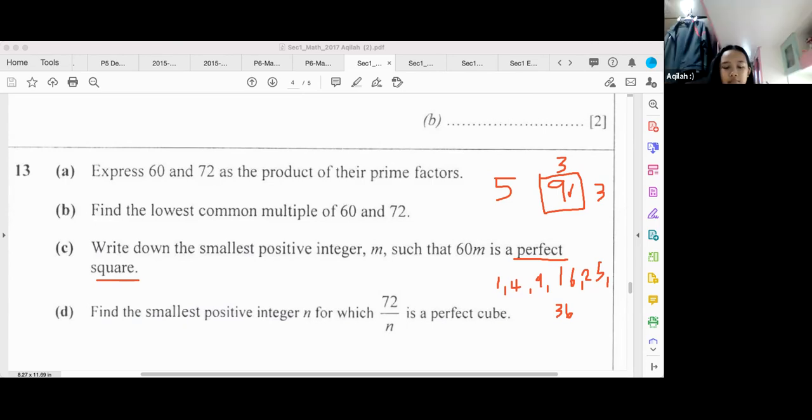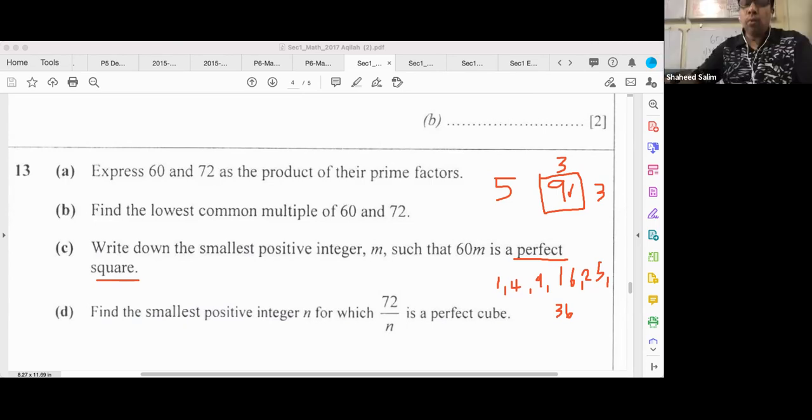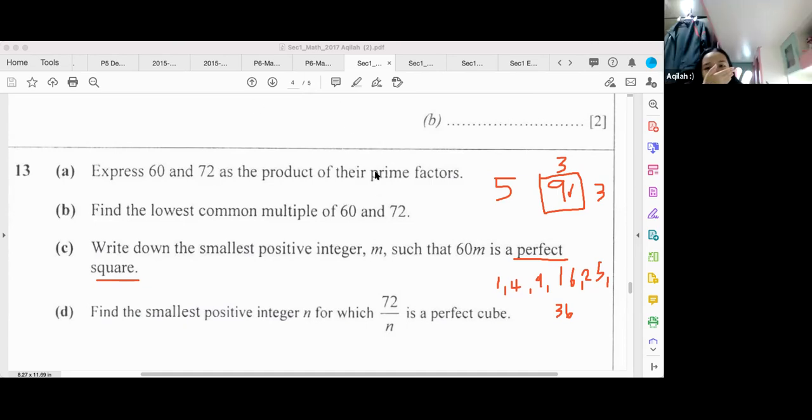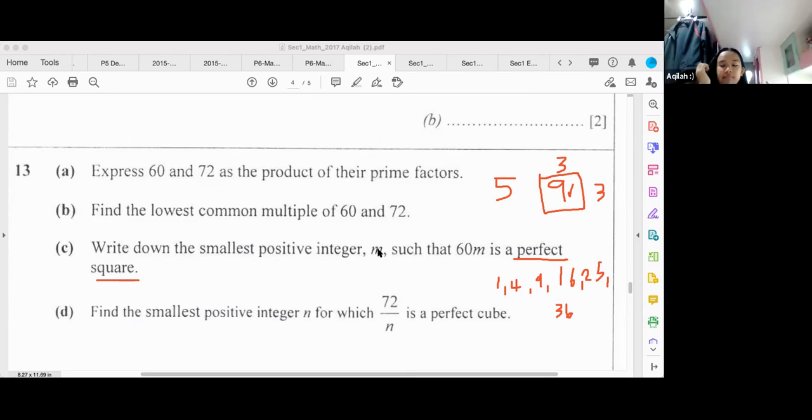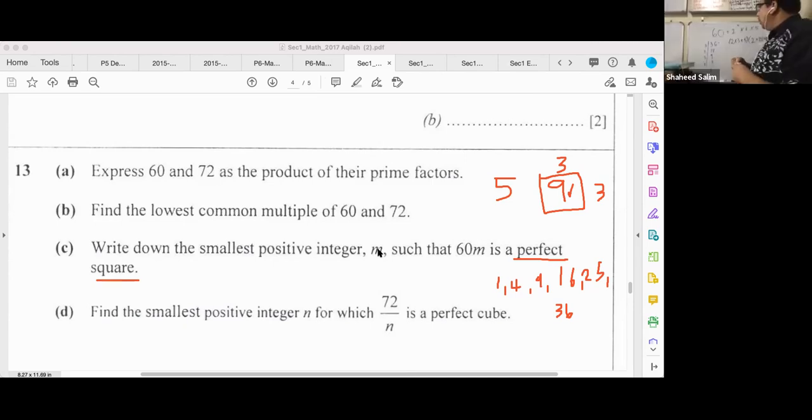So down here now, what is M? M is 15. Can you see, am I sharing screen? I am, right? Okay, so can you see? I forgot to minimize the screen for you to see the board. Okay, so now they're asking what number do I need to times 60 by to make this a perfect square? Well, in order to make this a perfect square, you need to times by 15.